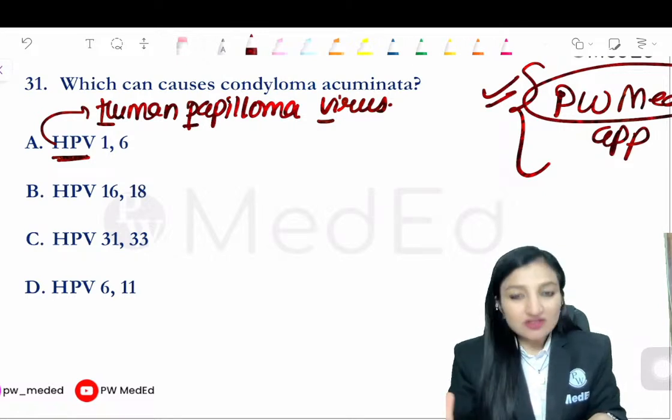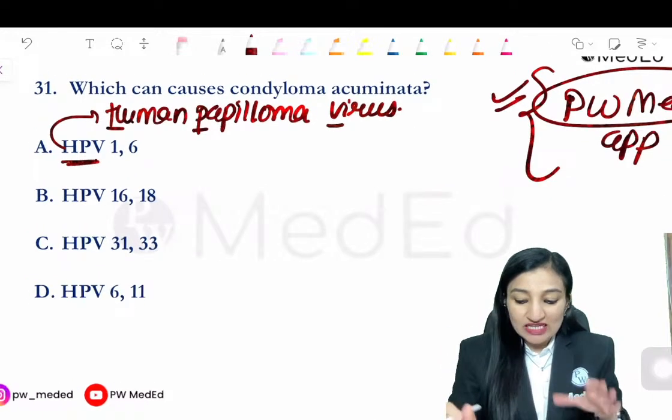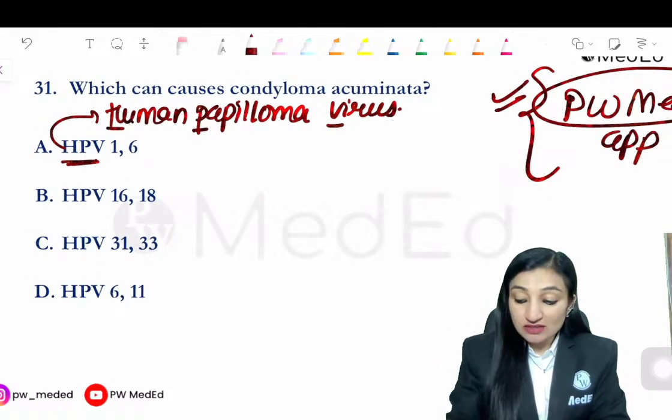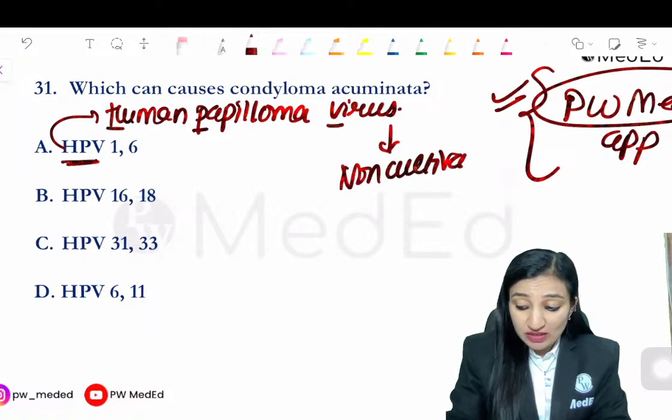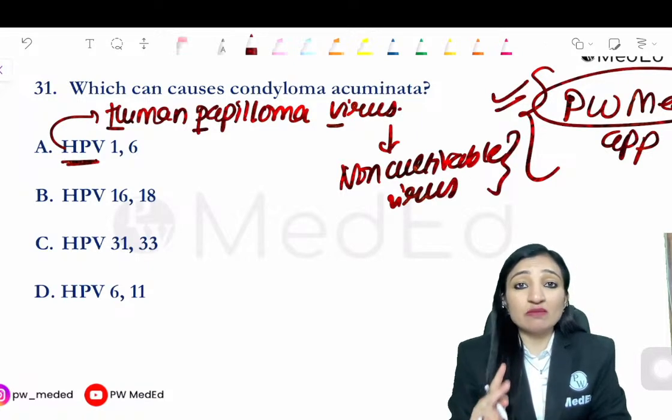Excellent, DNA virus it is. Okay, now this human papilloma virus, a few words about it. Remember, it's an example of a non-cultivable virus. Yesterday, I told you the names of non-cultivable fungi also.